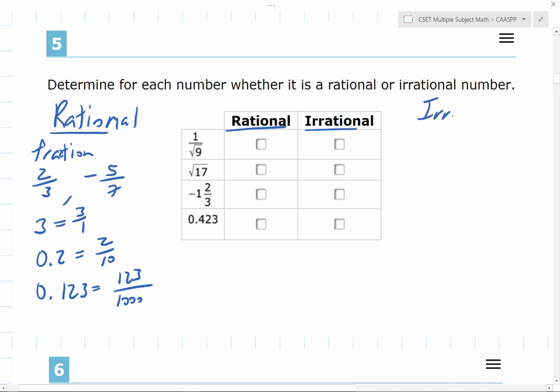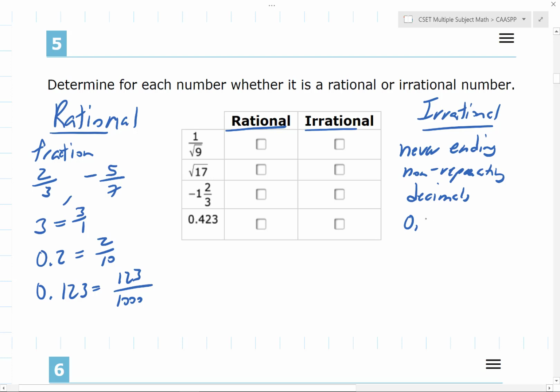So this is versus your irrational numbers, and you're like, okay, well, what numbers can't be written as a fraction? Well, these are your never-ending non-repeating decimals. So if you had, like, point some kind of random stuff, and it just didn't stop, you can't write that as a fraction.